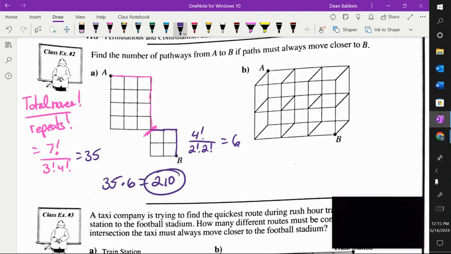So if they're nice rectangles, that's the easiest way to do it. Even if it's three-dimensional, you can do the same thing. If it's a tesseract. We're going from A to B. So we can go 1, 2, 3, 4, 5, 6 moves. What are the repeats? 2 and 3. 3 across and 2 down.